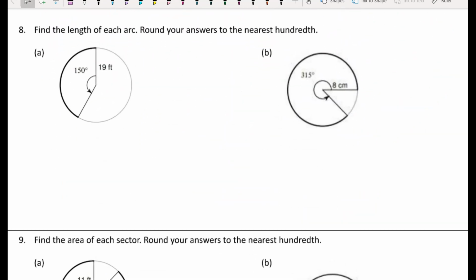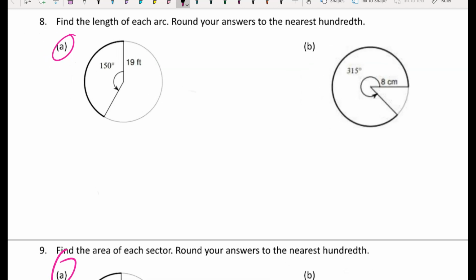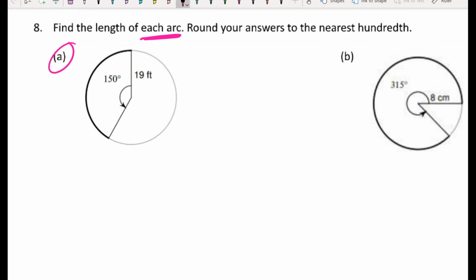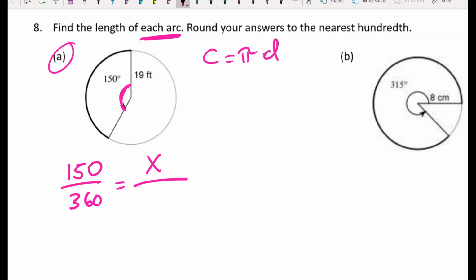Number 8. Find the length of each arc. Round your answers to the nearest hundredth. Now, I'm just going to do A for both of these because A and B are very similar. It's just knowing the process. For the length of an arc, I'm going to take my central angle, divide it by 360, set that equal to my arc length over the total circumference. Remember, that's just pi times my diameter. Here it tells me my radius is 19, so my diameter must be double that, or 38. So that's going to be 38 pi.